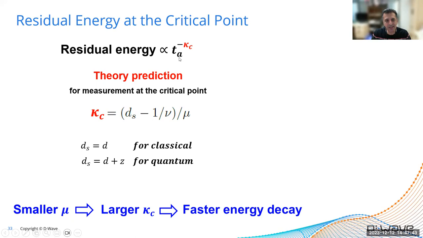So this relation that I predicted before, that smaller mu means faster dynamics, now tells you that it means faster decay of energy as well.